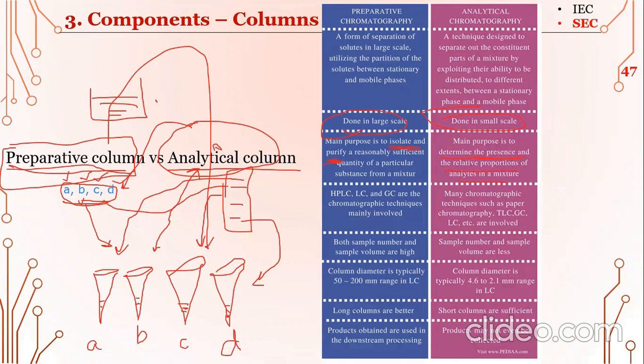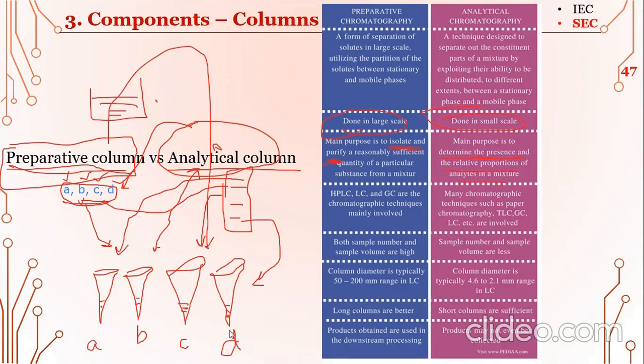ठीक है. So अब अगर आप देख लें तो यहाँ पे लिखा हुआ है products obtained are used in the downstream processing. तो ये हमारे पास प्रोडक्ट्स आ गए हैं इसमें प्रेपरेटिव में. लेकिन यहाँ पे एनालिटिकल में प्रोडक्ट्स नॉट इवन बी कलेक्टेड. प्रोडक्ट्स को कलेक्ट नहीं किया जाता, सिर्फ और सिर्फ रन किया जाता है, देखा जाता है कि प्रेजेंस है कि नहीं है, एंड दैट्स इट. So these are the main differences between preparative columns and analytical column, or preparative chromatography and analytical chromatography.